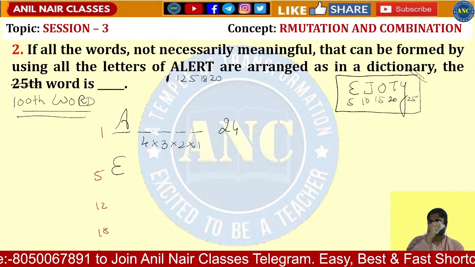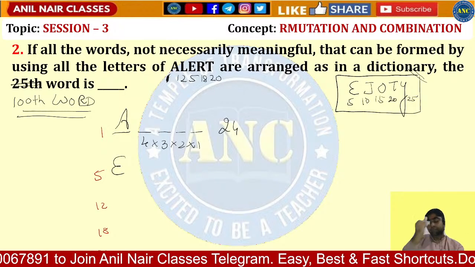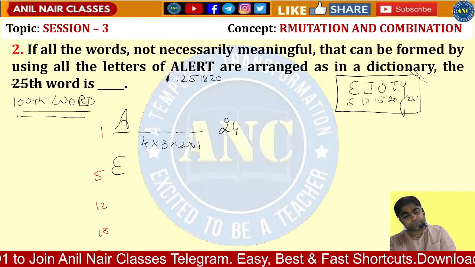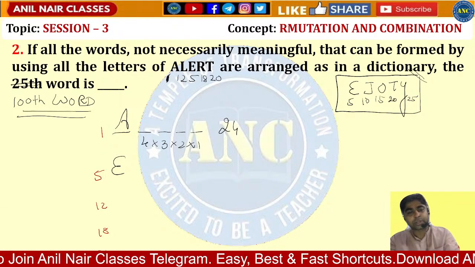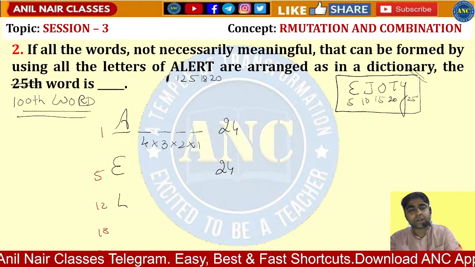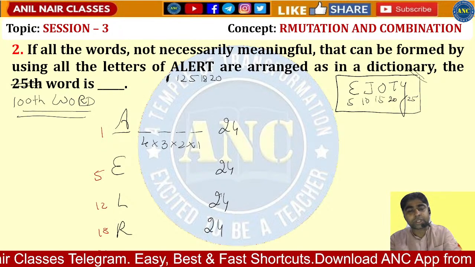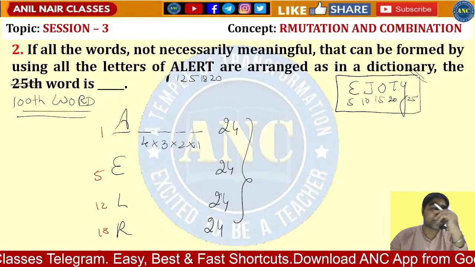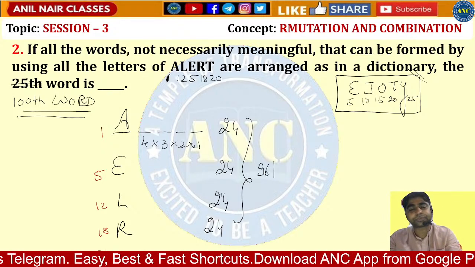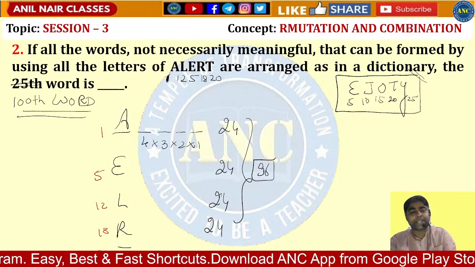Understanding? So now, starting with the E, also 24. Starting with a 12, or that is L, also 24. Starting with R, also 24. So, didn't I get 12 into 8 or 24 into 4? That would be 96. So, 97th one would be starting with a T, that means.